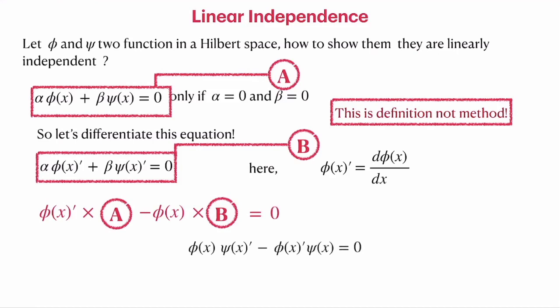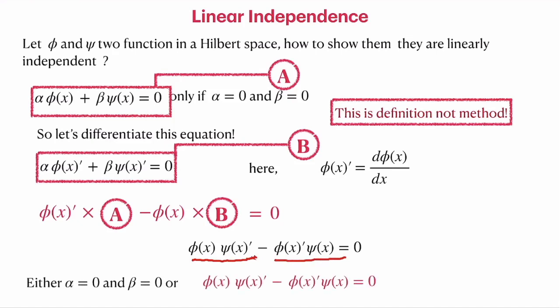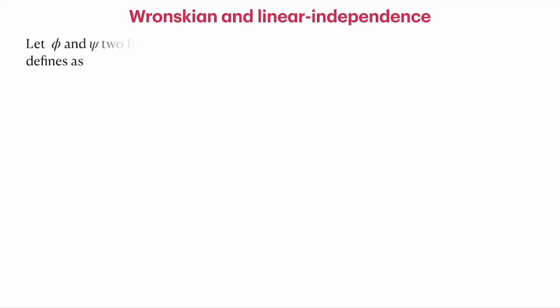Explicitly put in, what we get is alpha times (phi psi prime minus phi prime psi) equal to 0. Now we can clearly see that either alpha equals 0 and beta equals 0, or this combination phi psi prime minus phi prime psi equals 0. So this comes to the Wronskian and linear independence.